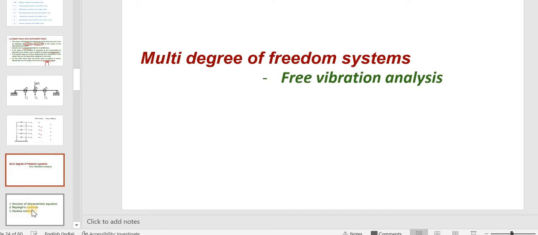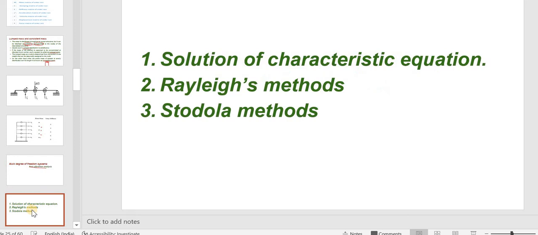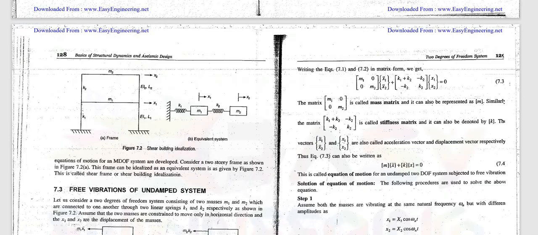Now let us look into the free vibration analysis. Okay, now we are going to find the free vibration analysis. We can do it using these methods: solution of the characteristic equation, Rayleigh's method, and the Stodola method. So we will be studying these. The first one will be the solution of the characteristic equation. For that, for easiness, I will be following this textbook.